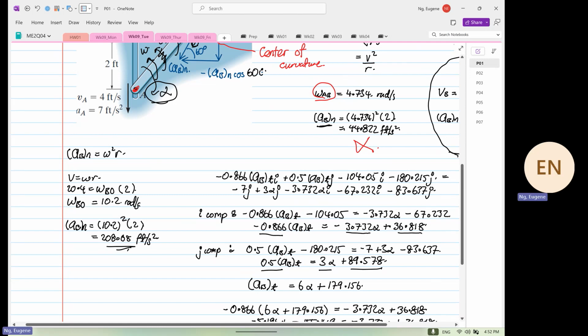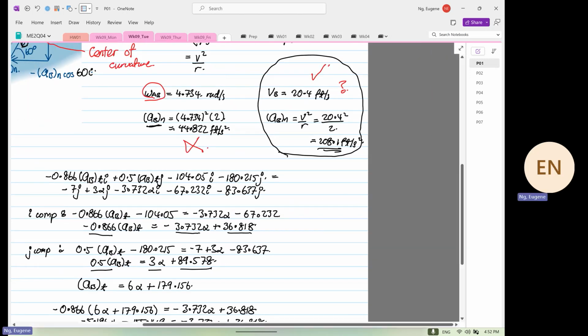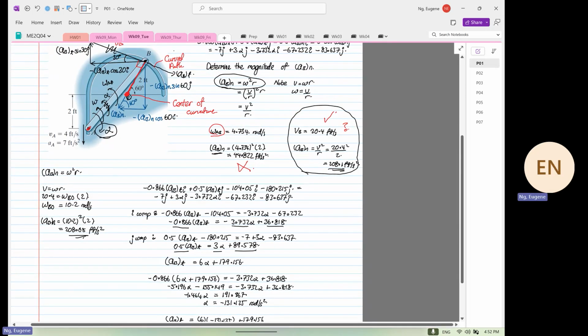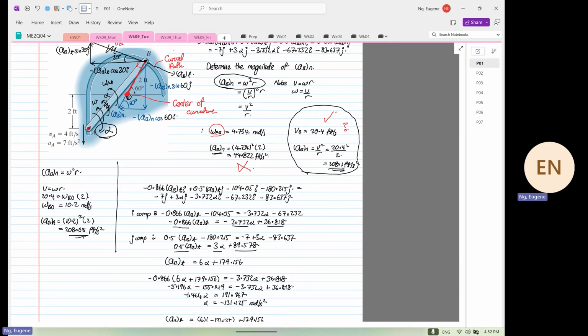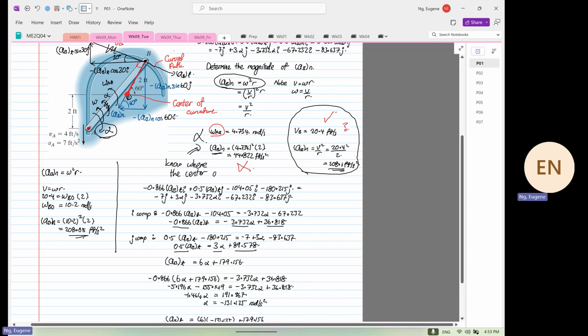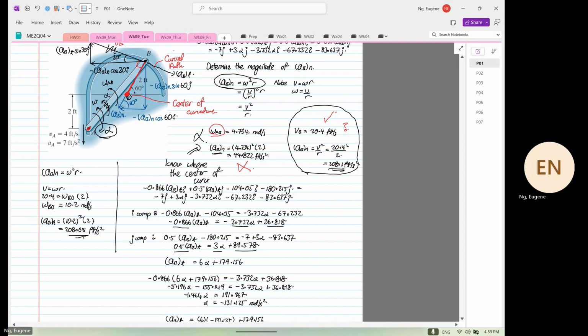The answer will be the what? Will be the same. Okay, so you have to be really, really cautious. Do not use this. You have to know where the center of curvature is. I write down here, you need to know where the center of curvature is. Okay, you need to know this very, very well.